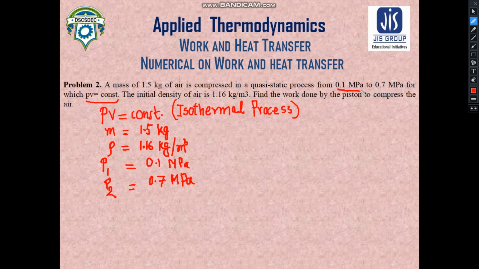So this is your initial pressure, which I have written as P1, and this is your final pressure, which I have written as P2, and it follows a process where the product of pressure and volume, PV, remains constant throughout. We know from our basic understanding that whenever in a process PV is equal to constant, it is nothing but an isothermal process. Here the initial density of air is given as 1.16 kilogram per meter cube. Now the question is to calculate the work done by the piston to compress the air. So let us see how we can solve the problem.